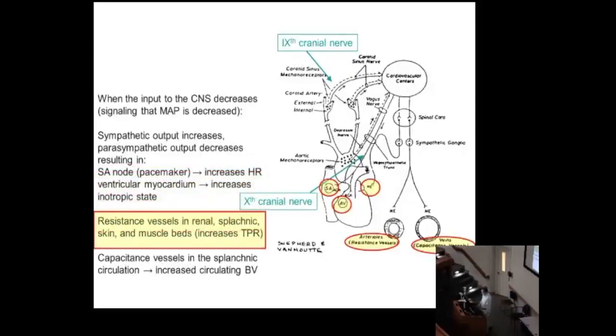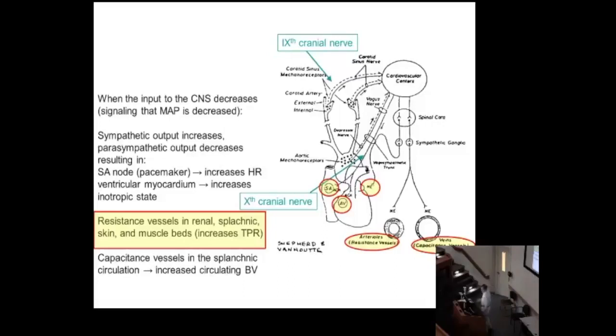And note also, we get vasoconstriction in areas that we've talked about now. The GI tract can afford to give up some blood when you have high sympathetic tone. You're probably not thinking about digesting. You're probably worried about other things like running away from a bear.